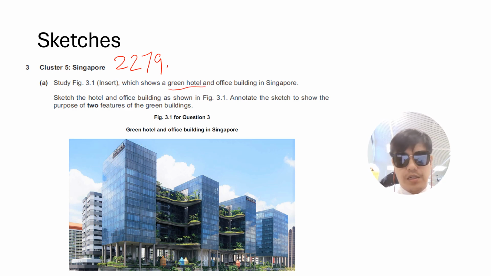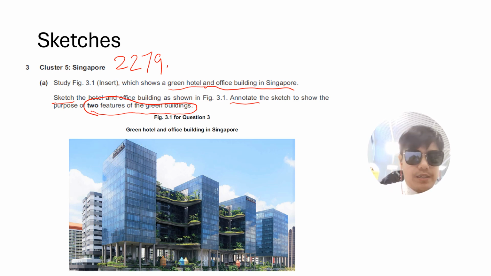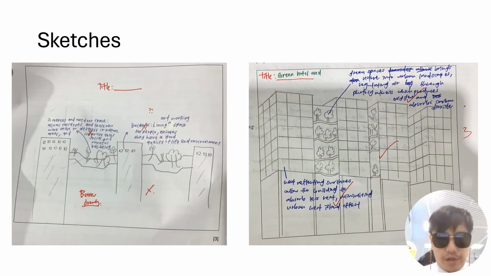Okay, next we look at this question over here. The question will typically give you a very nice photo and they will expect you to sketch and then annotate. That's usually the combination. You are supposed to sketch first and then annotate. So everyone please take note. Over here, the question requirement is to show the purpose of two features of the green buildings. And you can see over here, these are my students' sample answers.